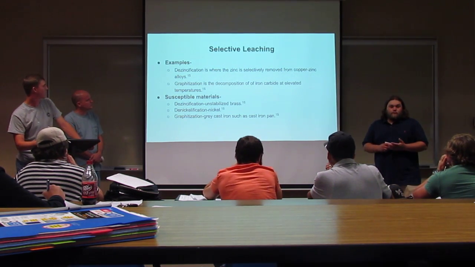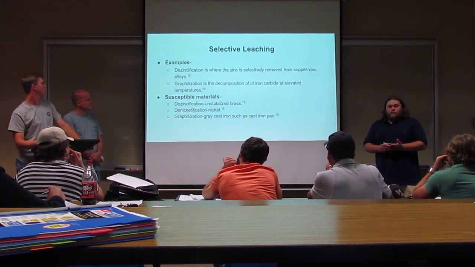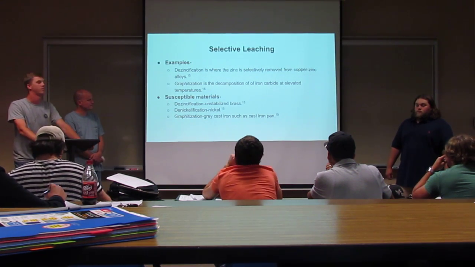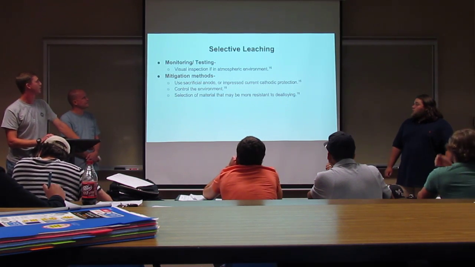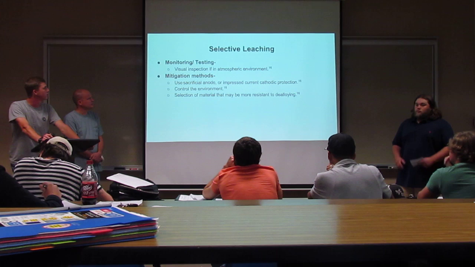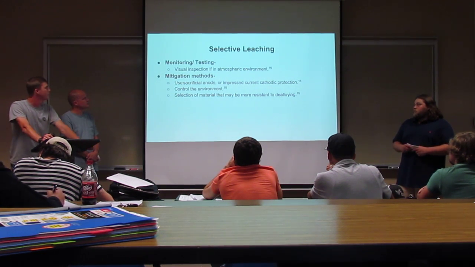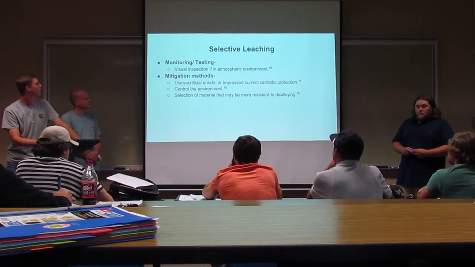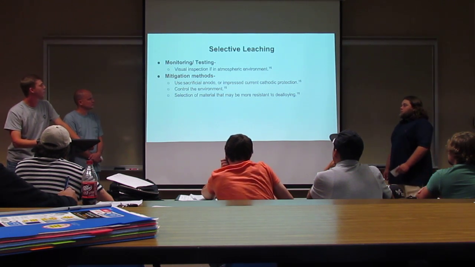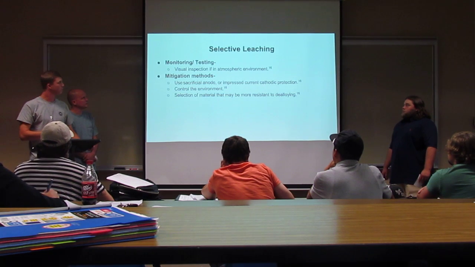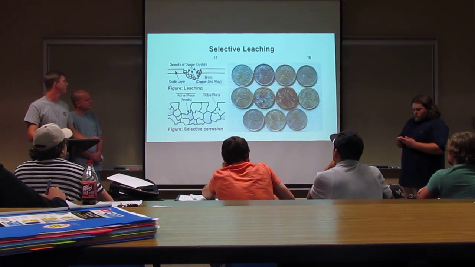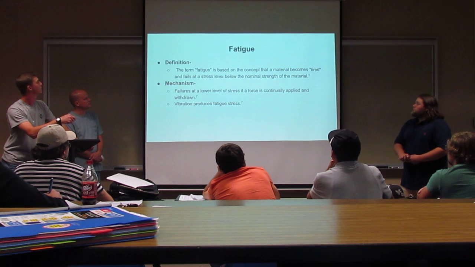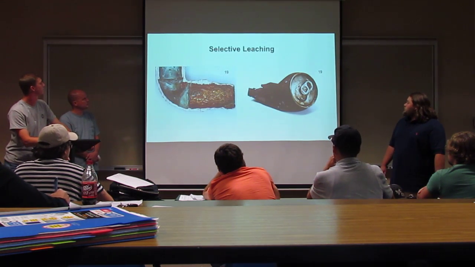Susceptible materials: dezincification, unstabilized brass; denickelification, nickel; and graphitization, gray cast iron, such as cast iron piping. Monitoring and testing: visual inspection if in an atmospheric environment. Mitigation methods: use sacrificial anodes or impressed current cathodic protection, control the environment, or select a material that may be more resistant to de-alloying. And here you can kind of see how it happens, I guess. Here as well.